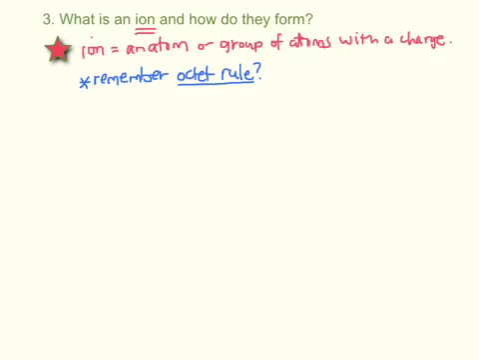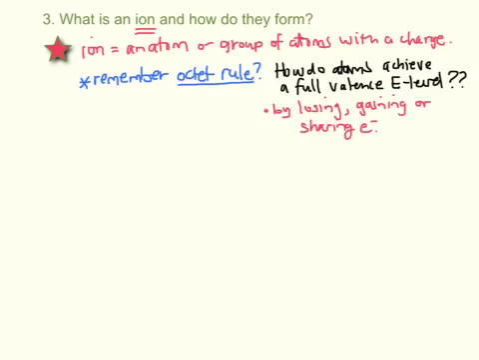So how do they get the 8 electrons that they need to have a full S and P orbital? They do this by either losing electrons, gaining electrons, or sharing electrons. So we're going to focus on the losing and the gaining in this unit, or in this chapter. In the next chapter, we'll talk about sharing. So let's talk about losing and gaining and what that would do to the charge on an atom.